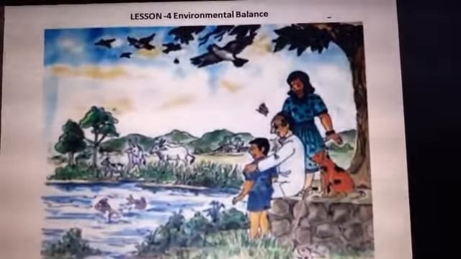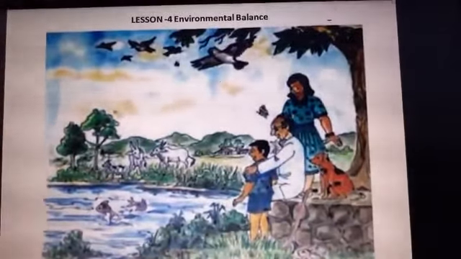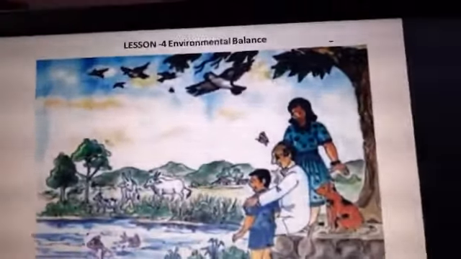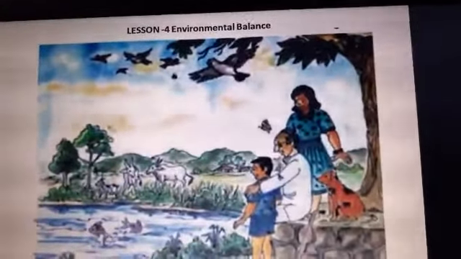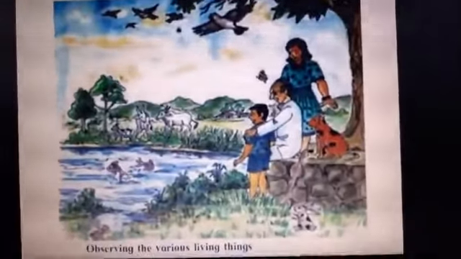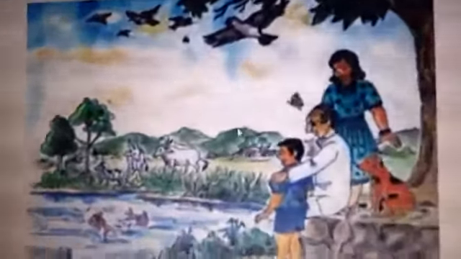That is lesson number 4. The name is environmental balance. So the lesson is related to the environment, isn't it? The name itself says what? Environmental balance. Now you can see this picture, right? Observing the various living things. You can see this picture.